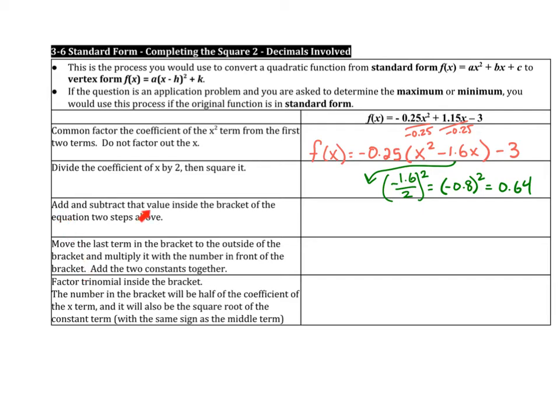Now once again, take that 0.64, add it, and subtract it inside the bracket right there. So these steps are no different than they were when we didn't have decimals. And then we're going to add the 0.64 and subtract the 0.64. And then the negative 3 is still out there.